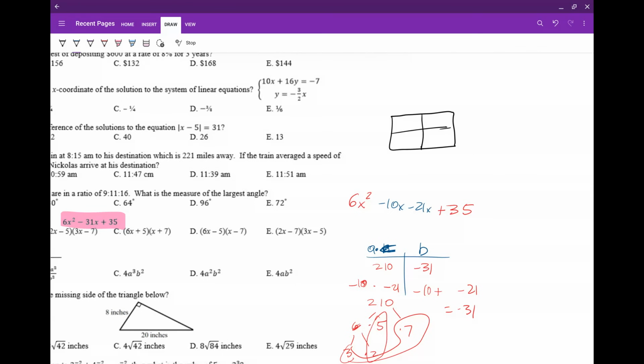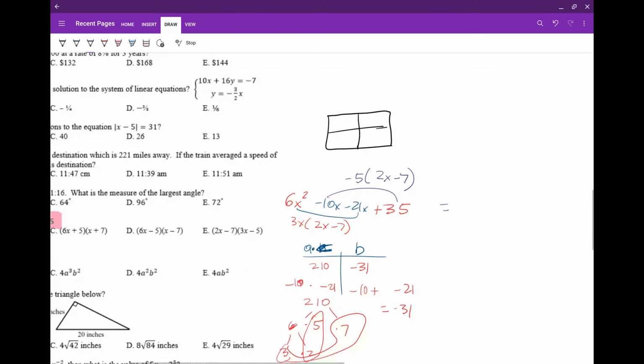Okay? I think it's best if we group these two and those two. So you can pull out a greatest common factor of 3x. And on the inside, you're left with 2x minus 7. With negative 10x and 35, you can pull out a negative 5, and you're left with 2x minus 7.